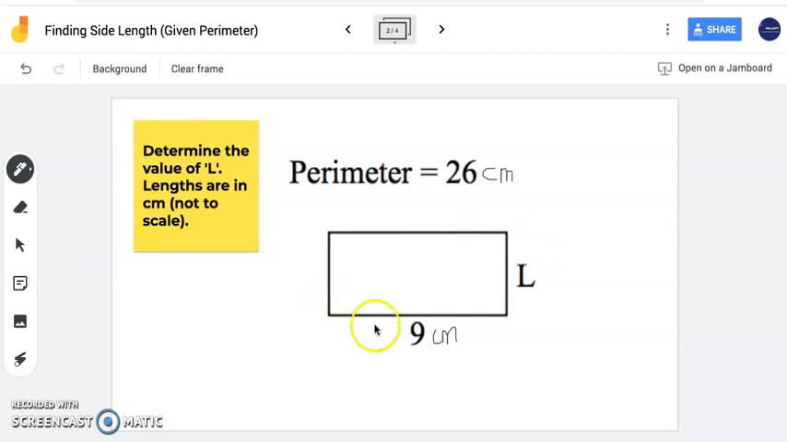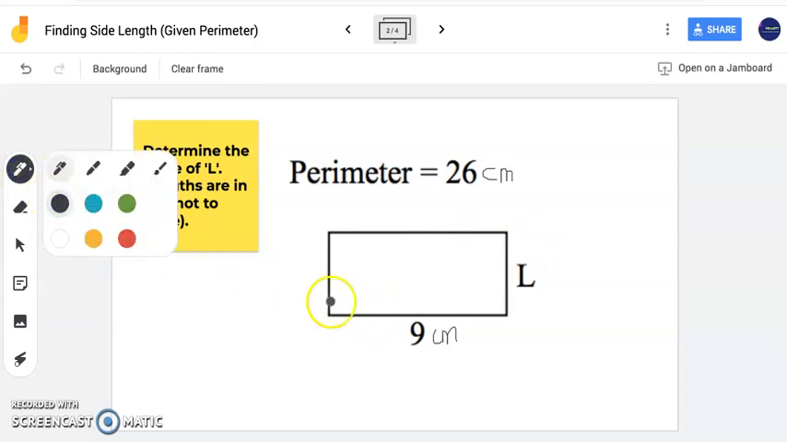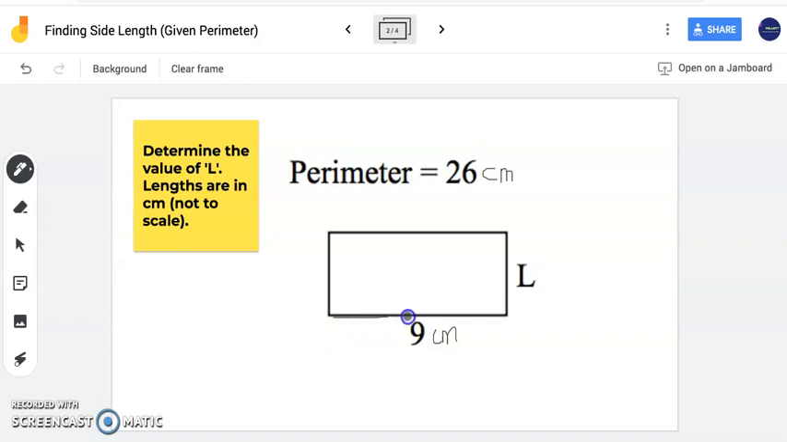The first thing we're going to do is recognize that we are given 9 centimeters on this side here. That means the opposite side is also 9 centimeters. Now we're only given 2 sides of this rectangle. We need to find the other 2 and confirm that my perimeter is still going to be 26 centimeters. So first I'm going to add 9 centimeters plus 9 centimeters. Now 9 centimeters plus 9 centimeters is going to give me 18 centimeters.